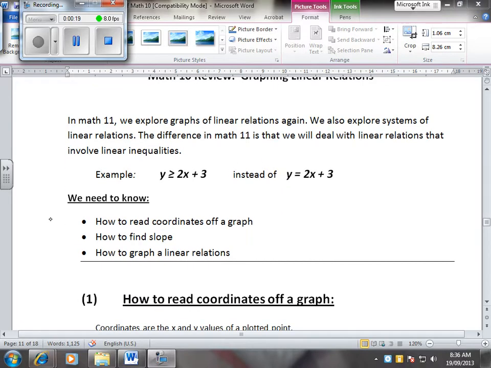Well, we're in Math 11, we're going to look again at graphs of linear relations. So this is a pretty important part of math. It comes up basically from like grade 6 or 7 all the way up to grade 12. We will also explore systems of linear relations. Okay, so that's something you might not have seen before. And another thing that we're going to work with are linear inequalities.